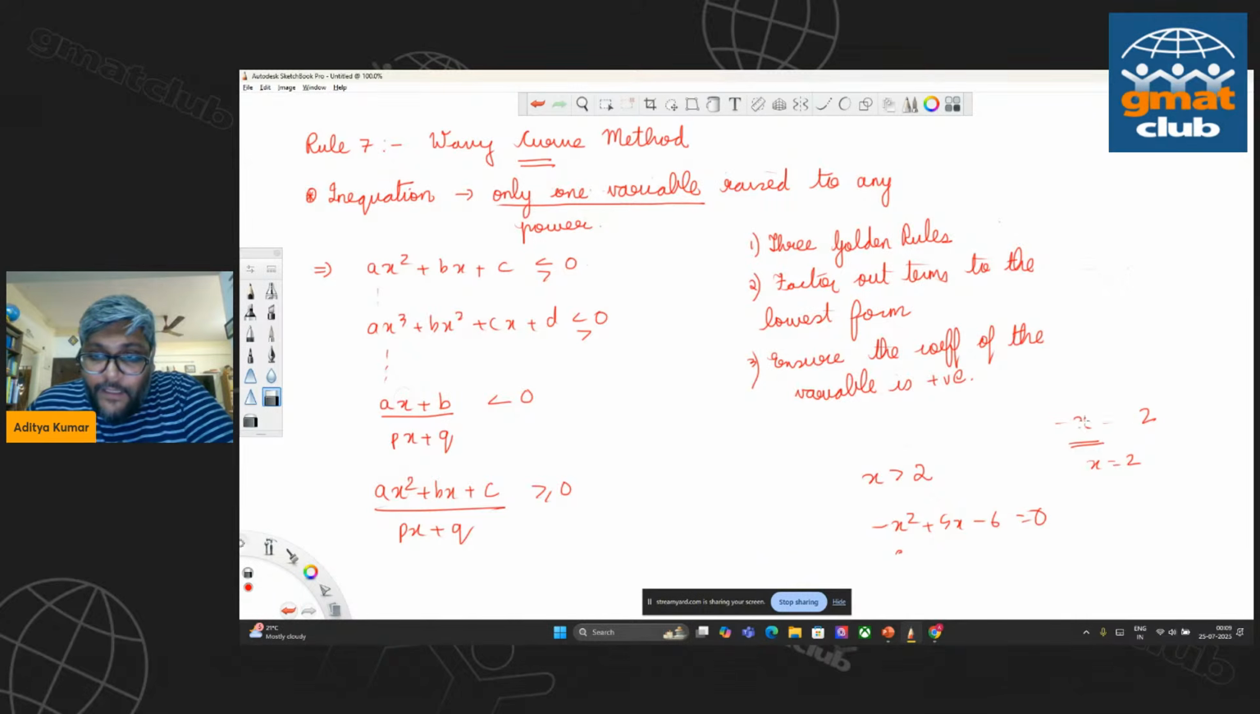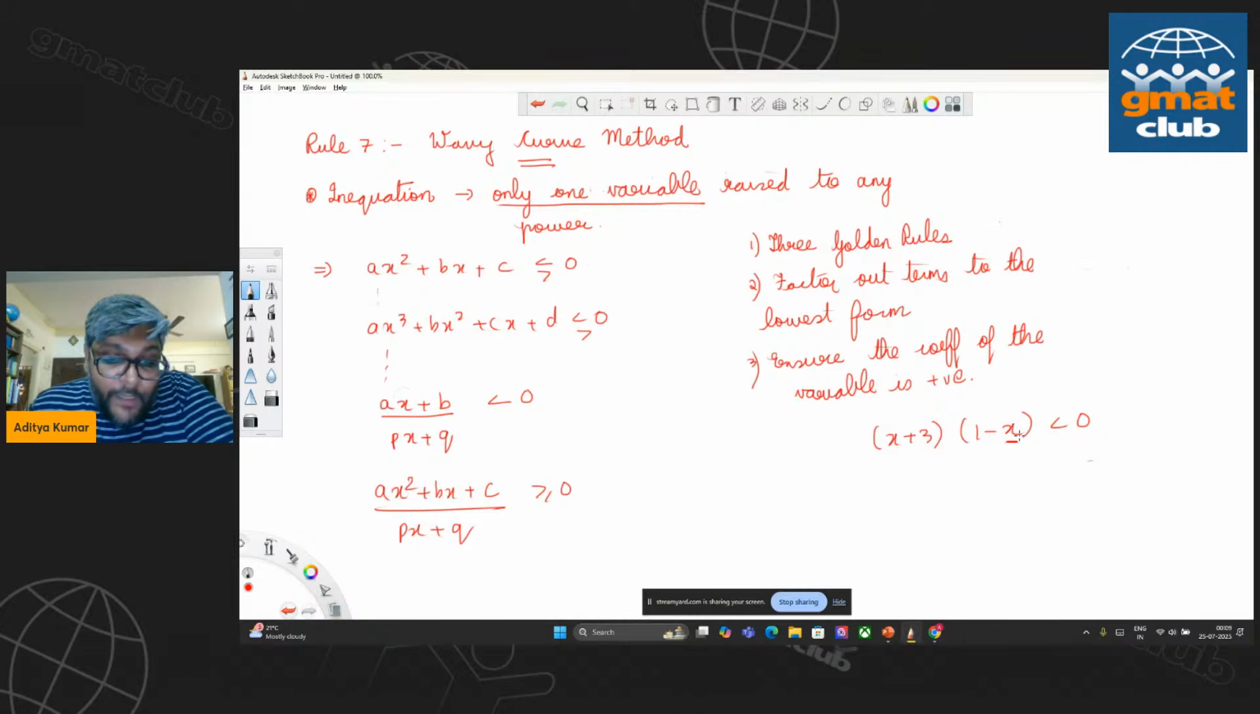So the point I'm making here is, if you break down the equation and factor it into its lowest form, and you get something like (x + 3)(1 - x) < 0, you can still work with it, right? I prefer to make the coefficient of x positive, because then I'll be able to use my number line much better. So I will multiply throughout by negative and say (x + 3)(x - 1) > 0. I'll multiply throughout by negative and flip the sign around. Got it? I'll always ensure that the coefficient of the variable is positive.